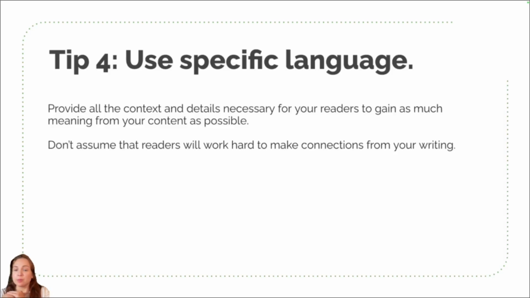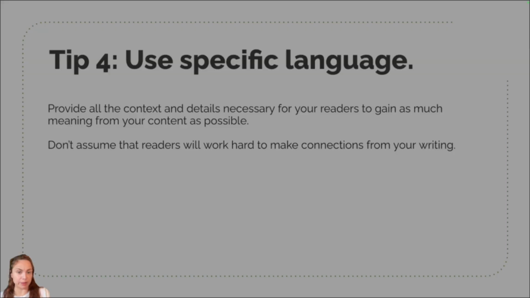The last tip, tip number 4, is to use specific language. Consider the message you're trying to convey and then be intentional about the amount of information that you include. Make sure that your audience has all the context and details that they need to understand your message, and say things outright rather than just implying them. This will help you avoid writing anything overly vague or ambiguous.